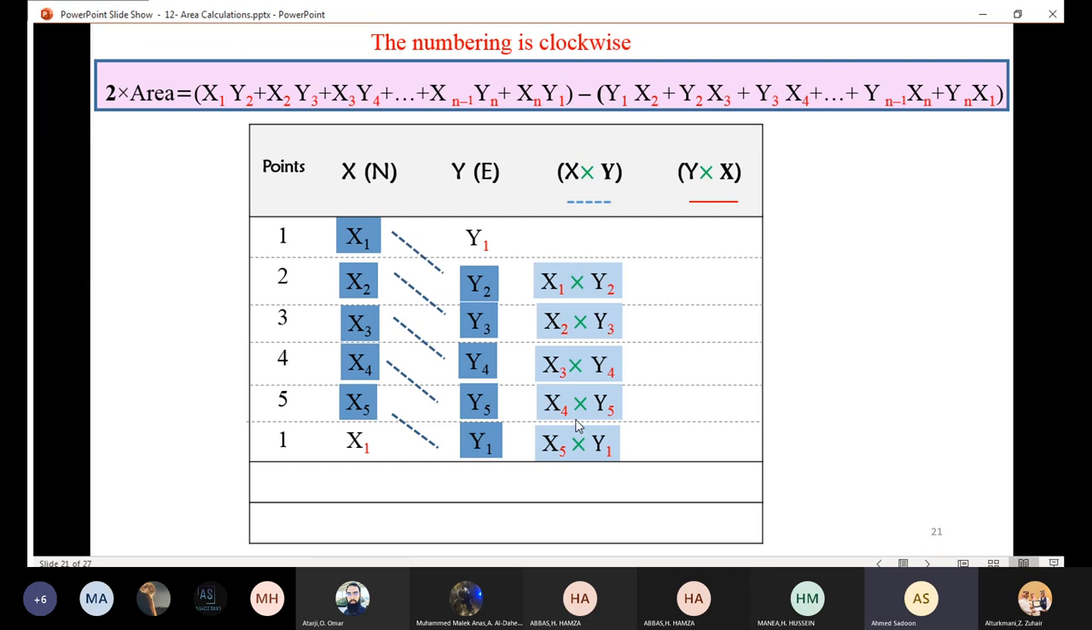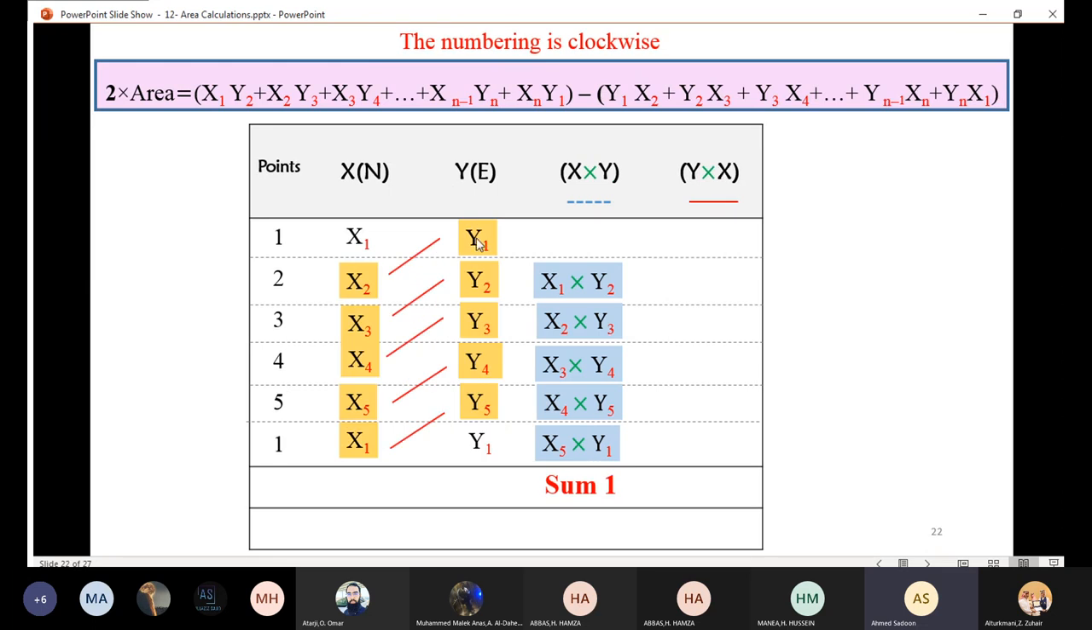And regarding the second component, I'm going to multiply using this shape. I'm going to multiply y1 from the first row times x2, y2 times x3, y3 times x4, y4 times x5, y5 times x1. So I'm going to multiply this one by this one and so on. So this one times that one, I'm going to put here. This one times that one, I'm going to put there, and so on.